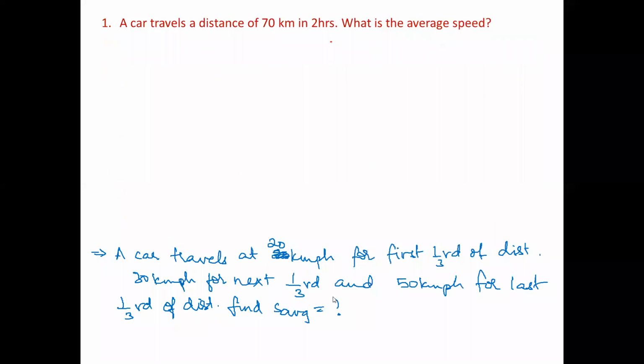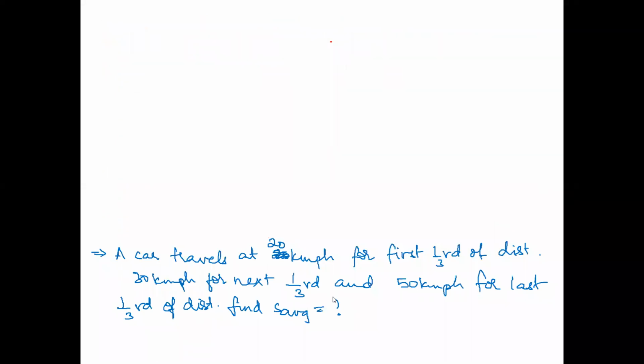I just vacated the space so that we can do it. Here the distance is same: 1/3 distance, next also 1/3 distance, next also 1/3 distance. So this is the motion of the car. First it is going at 20, next at 30, next at 50.